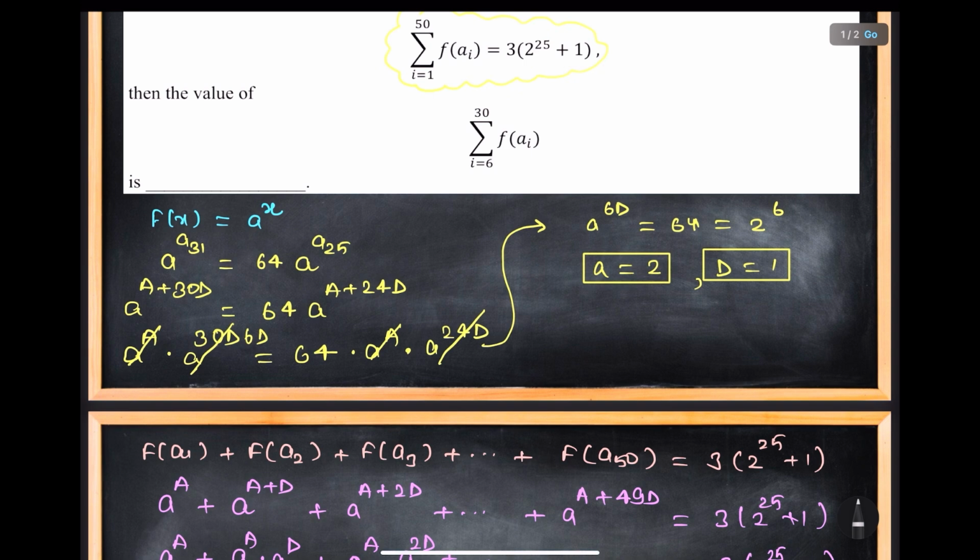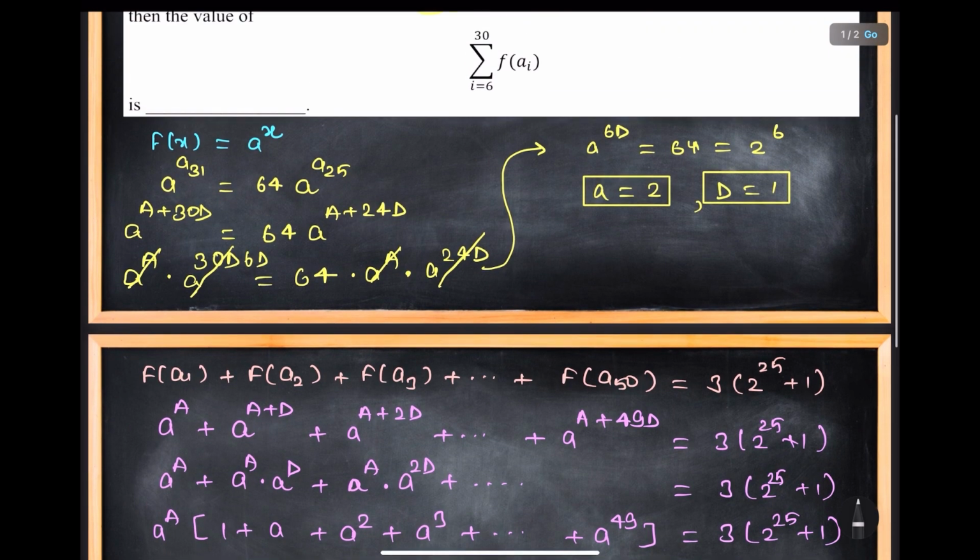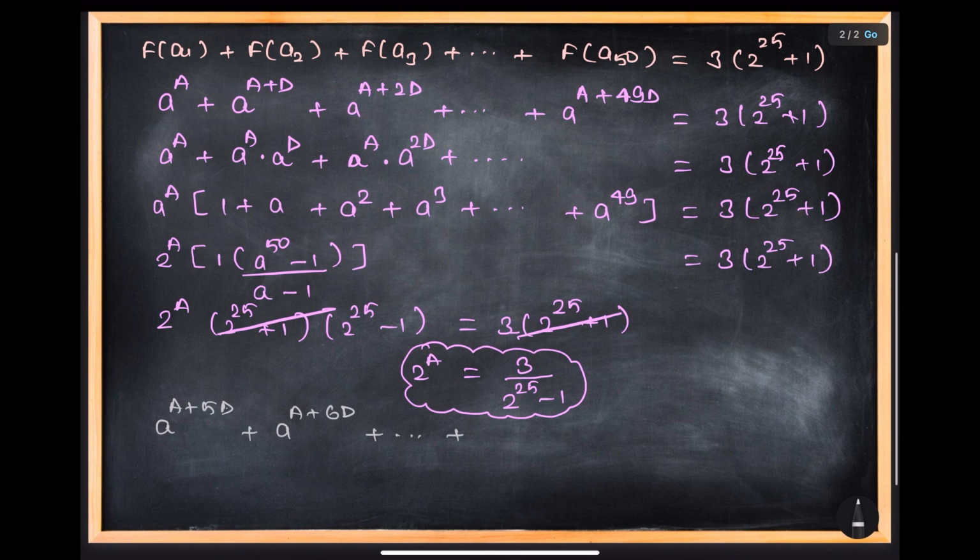So you have to add them. So can I go with a power a6? A6 is what? A plus 5d, a power a plus 7d, sorry, a7. So 6d, right? Now so on. And what is the last element? Last element is 30. 30 means what? A power a plus 29d, right?